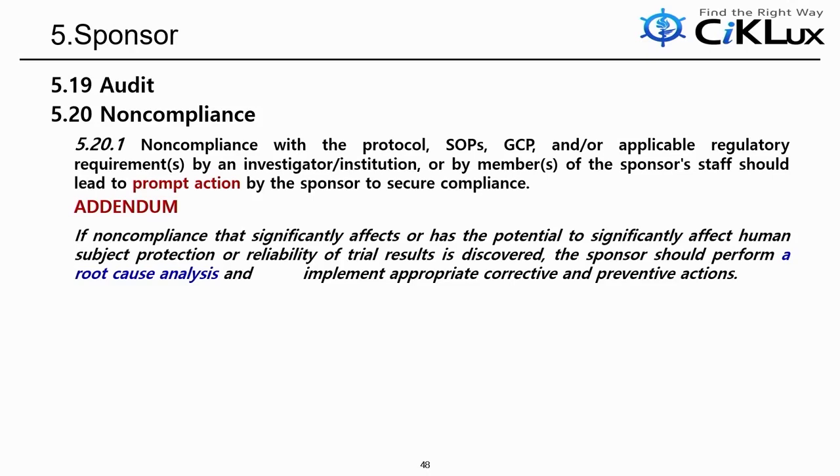And the next one is non-compliance. If there is non-compliance, prompt action needs to be taken. We know it, but here with the addendum, there should be a root cause analysis conducted. Let's say we have missing blood test data. The correction is to withdraw blood promptly. But we also need to understand the root cause. There can be many different causes for that.